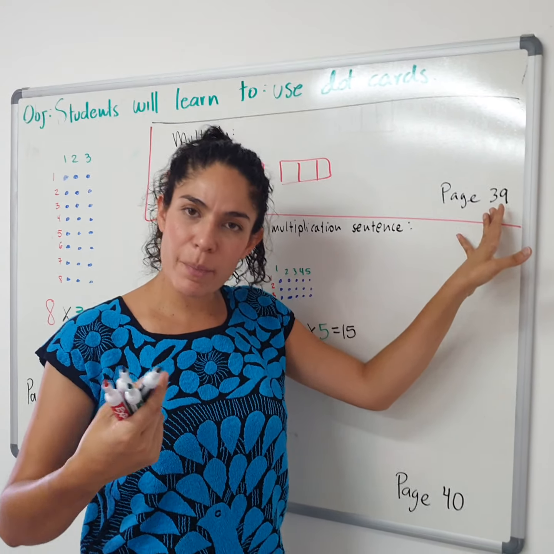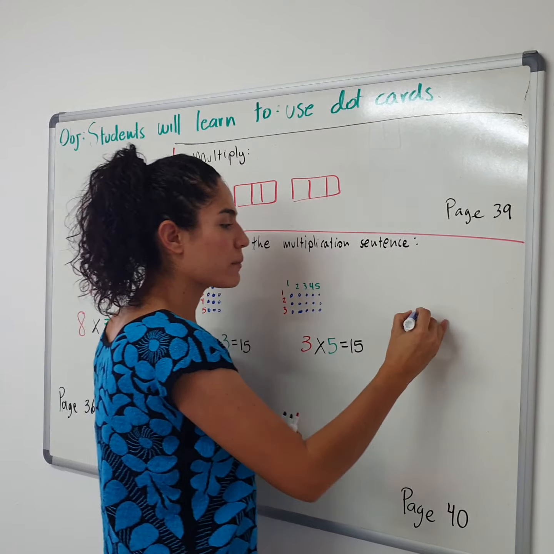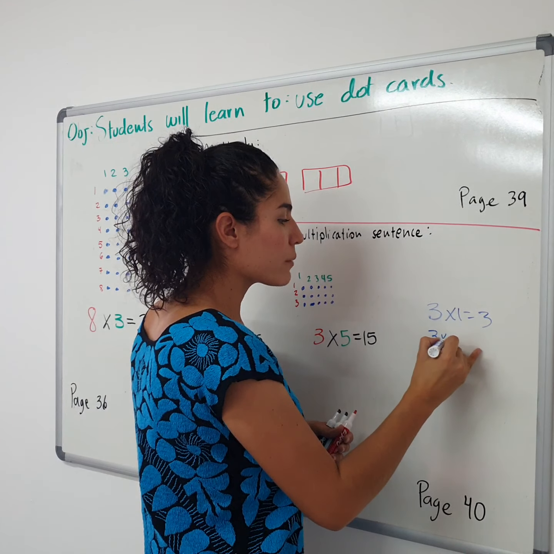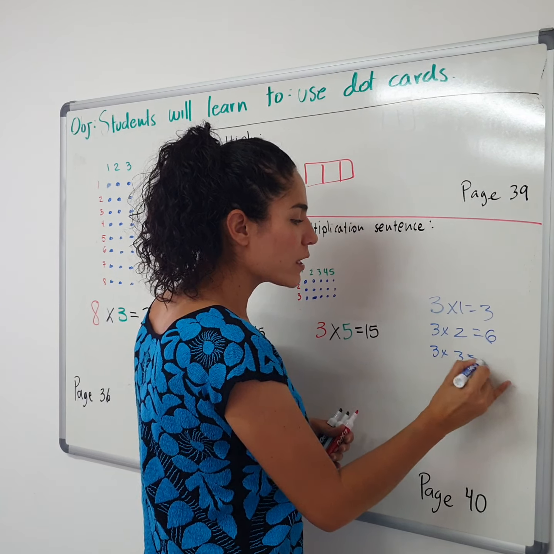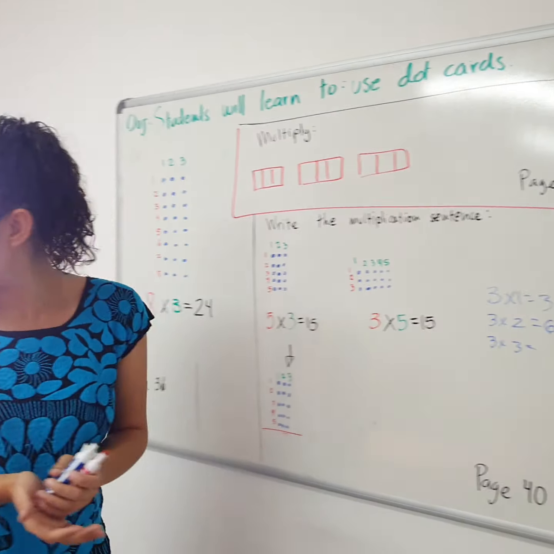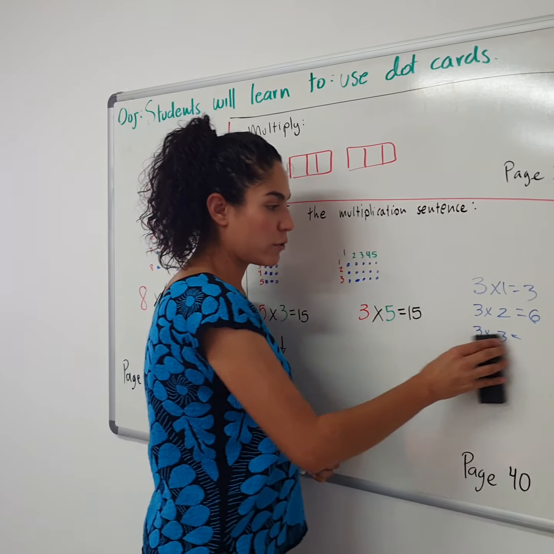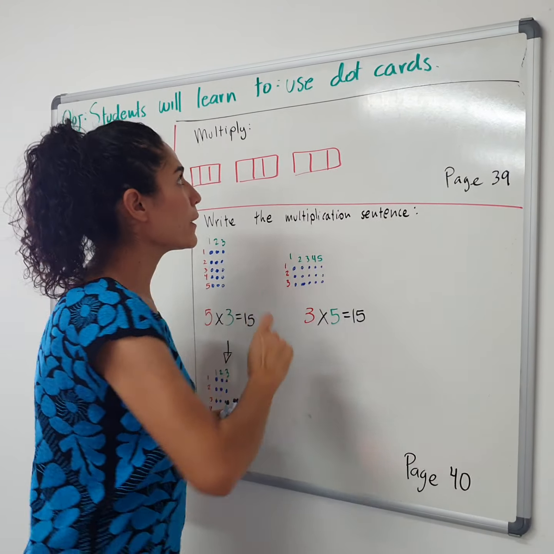At the beginning of the page, you have to answer all of the multiplication table, something like this. 3 times 1 equals 3, 3 times 2 equals 6, 3 times 3 equals, and I'm not gonna finish it because if I do, you won't answer and you have to do it, okay? So that's pretty much the first part of the page 39.